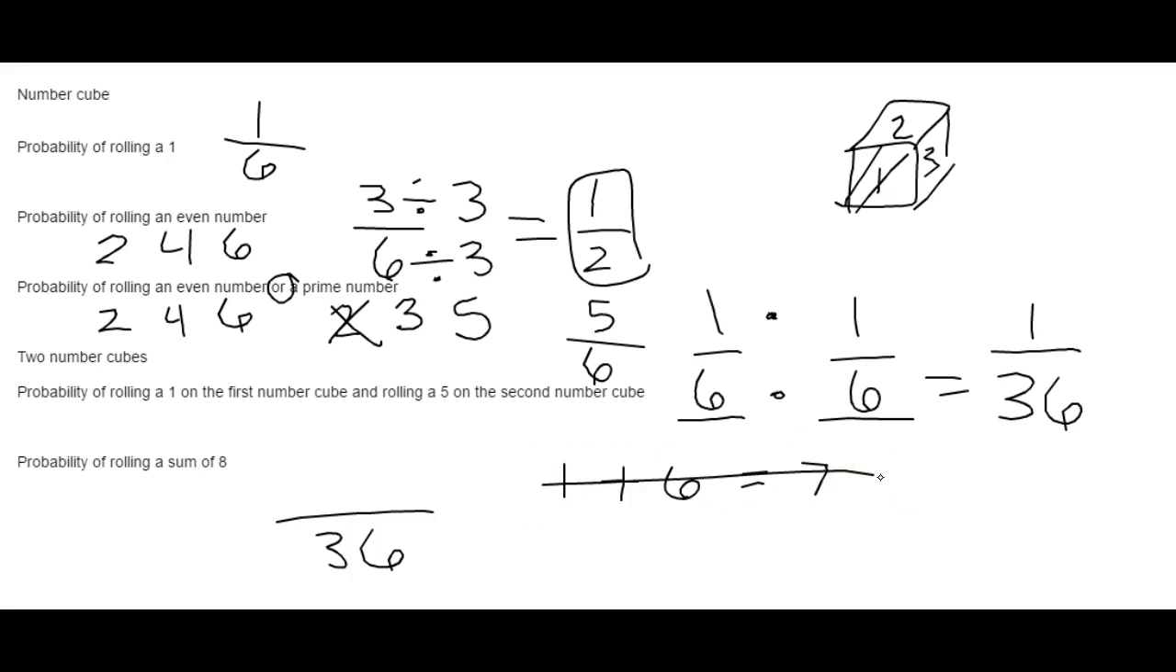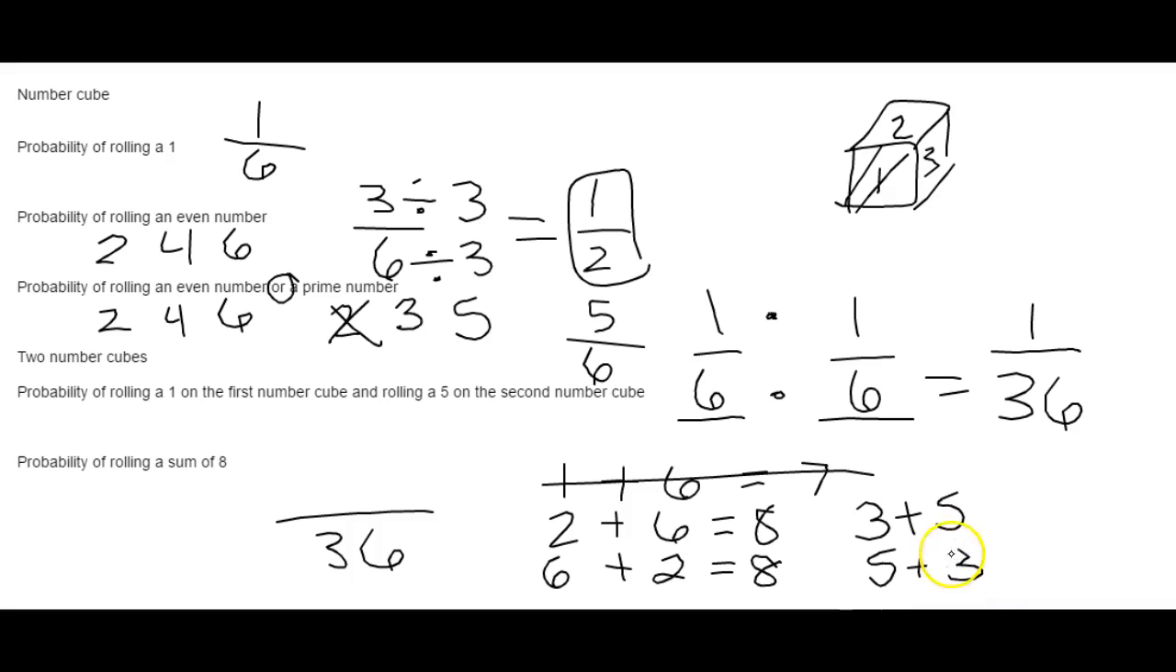That only takes us to 7. That doesn't work. Well, how about a 2? 2 plus 6 does give us an 8. So there is 1 way to roll an 8. And if we do the opposite, if we roll a 6 and then a 2, we still get an 8. So 2 plus 6 and 6 plus 2, those are 2 different options. So then we look at 3. 3 can add to 5, and 5 can add to 3. So there's 2 more options.